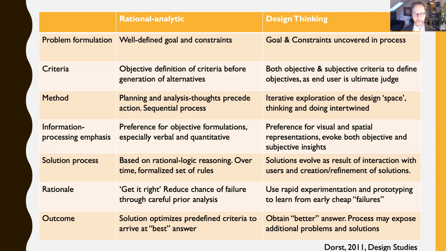So in the case of rational thinking, the outcome is always a solution that optimizes predefined criteria to arrive at the best answer. And in the case of design thinking, it's about finding better answers. And the process may expose even alternatives to that as well.